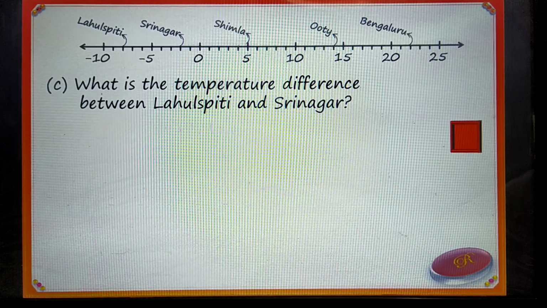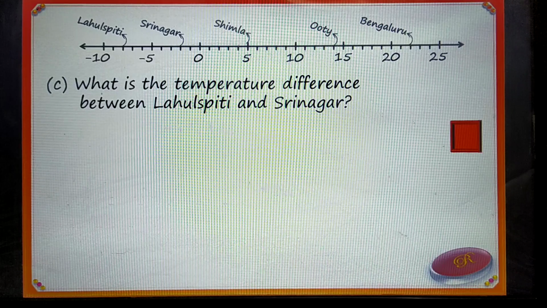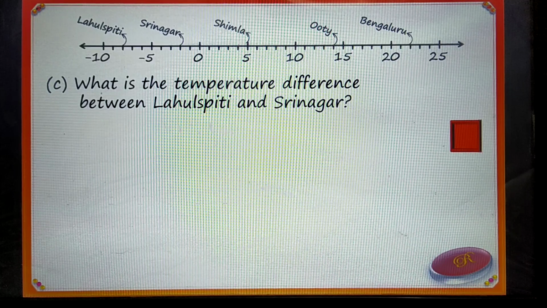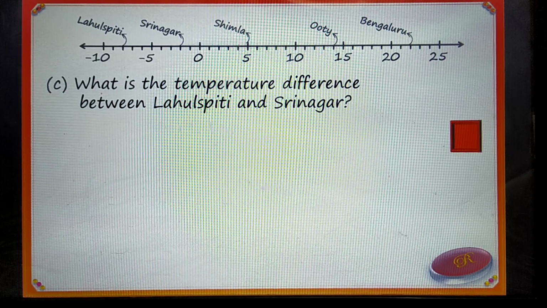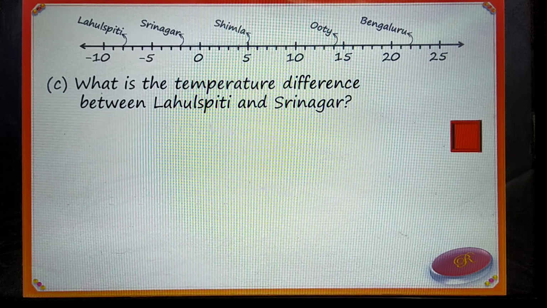Statement C. What is the temperature difference between Lahaul Spiti and Srinagar? Solution.